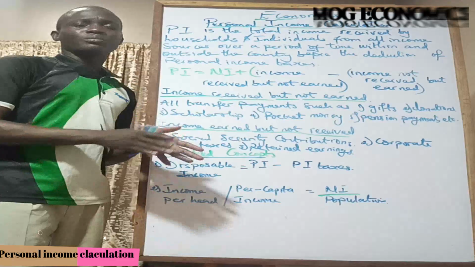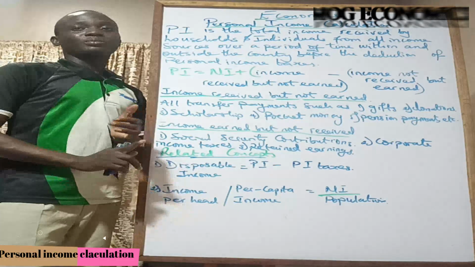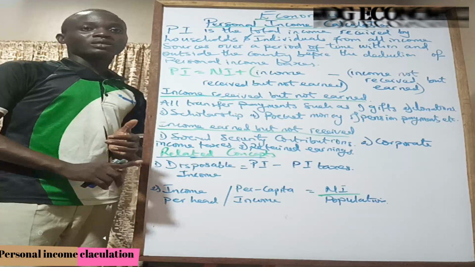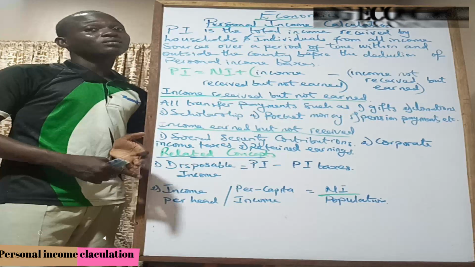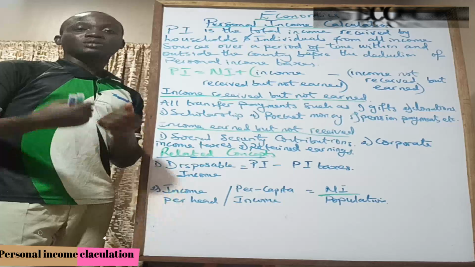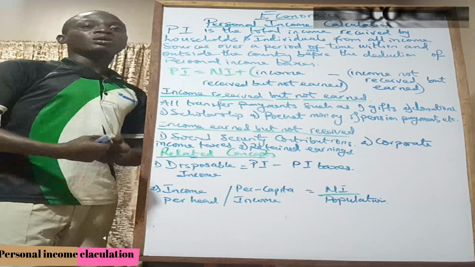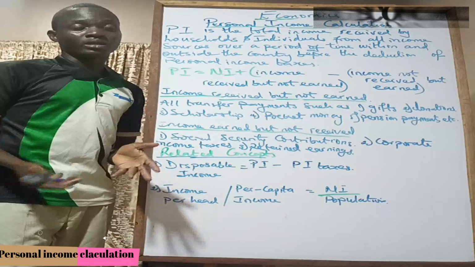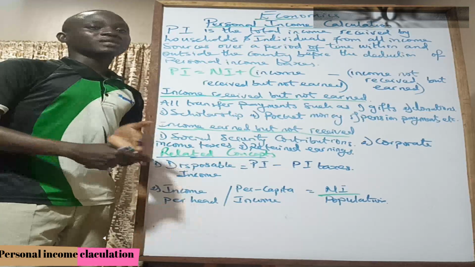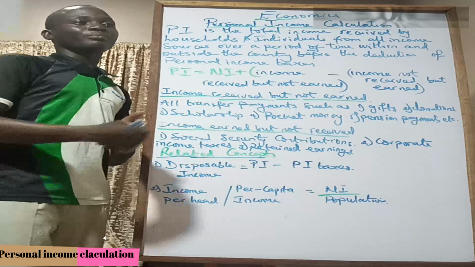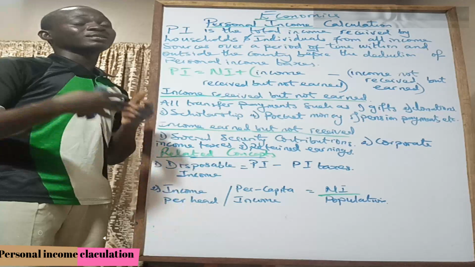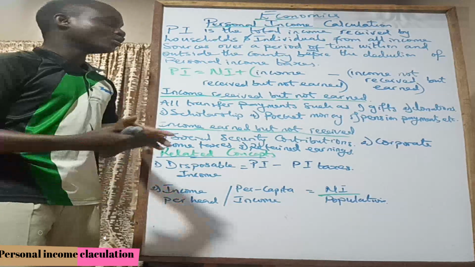So the remaining part, retained earnings, is actually part of the income earned by households from their investments in businesses that they are not getting, right, because the businesses are retaining it, withholding it for expansion or for anything, right? That's one. Then corporate profit taxes are also paid from corporate profits. So those are part of income earned by households that are not coming to households.